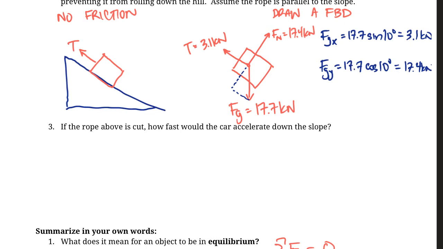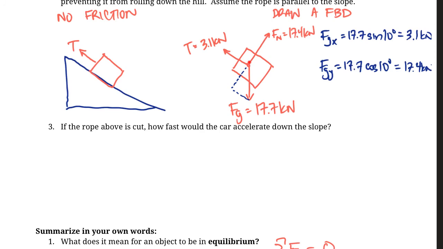So obviously, if we cut the rope, this tension force is going to go away. But does anything else change? Well, we know the gravity force isn't going to change, right? The car has the same mass. Does the normal force change? Well, if you think about it, we still have the same components of the gravitational force, right? We still have the y component and the x component.